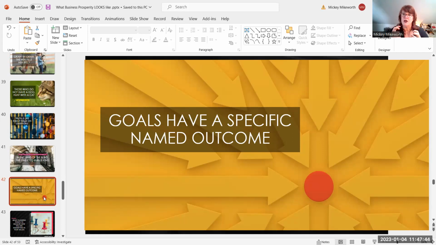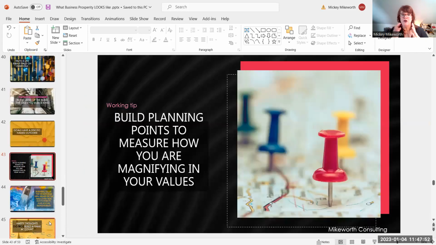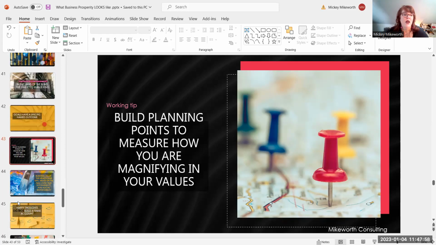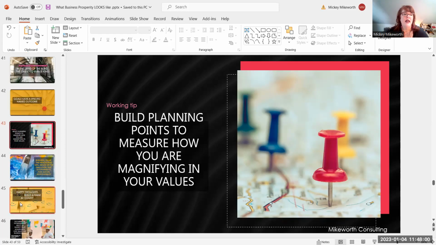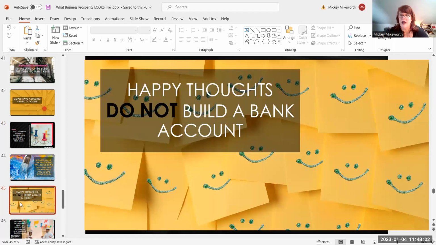Goals are specific. They have a named outcome. Mission has a hard defined line. And you've got to build some planning points so that you can measure how you're magnifying your values, that you want that. Now, none of this changes, right? Happy thoughts do not build a bank account. You actually have to take action. You must work at it.